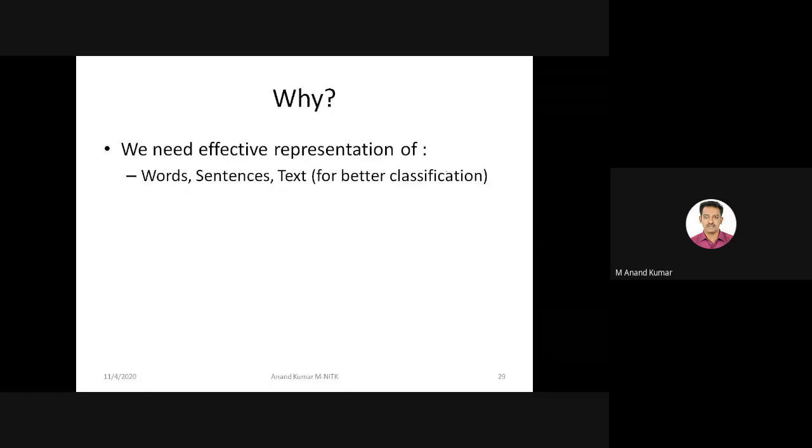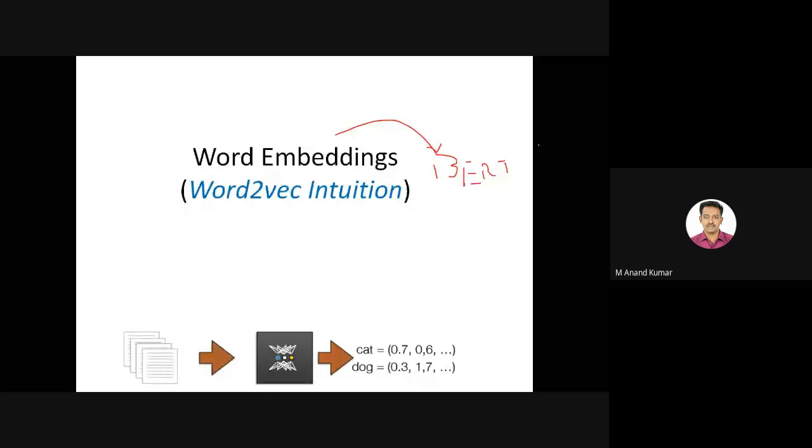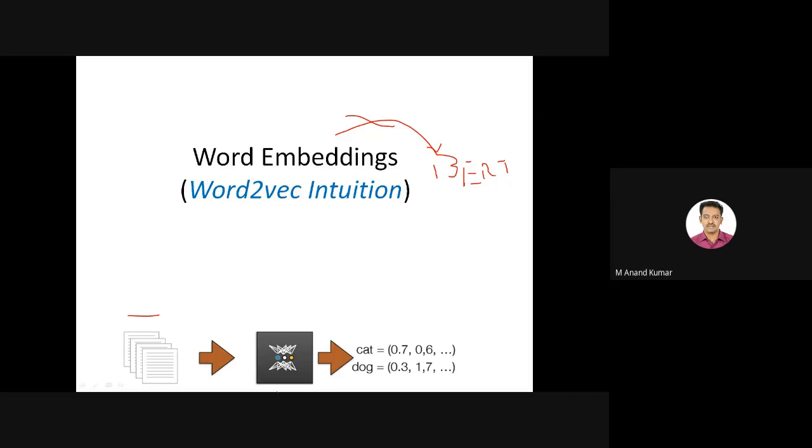Yeah. So as I said earlier, the word embedding. So why are we going for word embedding? The word embedding is also called word2vec. So you can see here, word2vec. It means that a word is going to be converted to a vector.